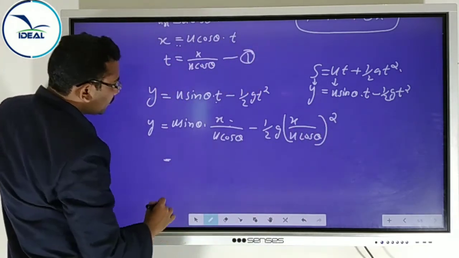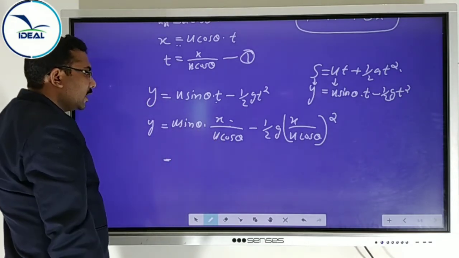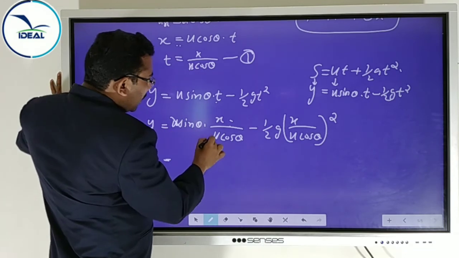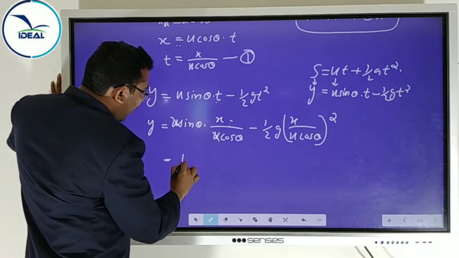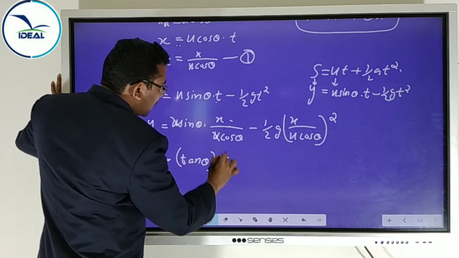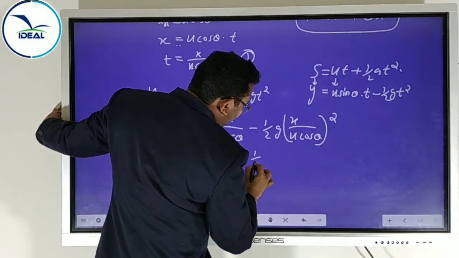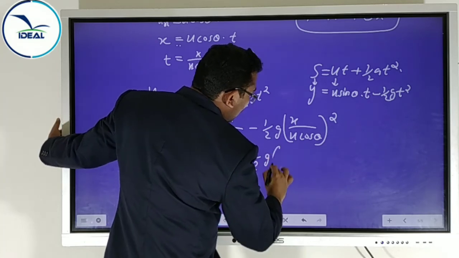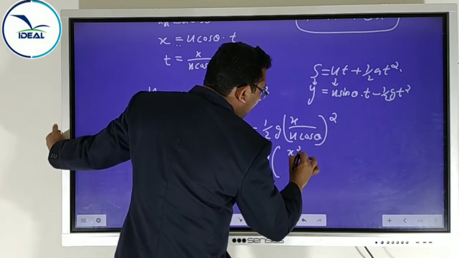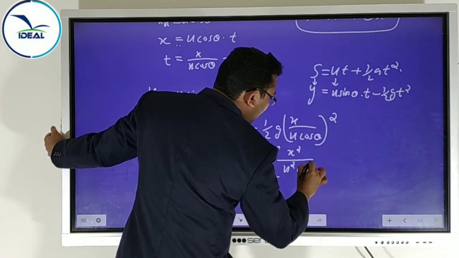That is sin theta by cos theta. What is this? u sin theta by u cos theta. u and u will cancel. Sin theta by cos theta, tan theta into x, minus half g into x square by u square cos square theta.